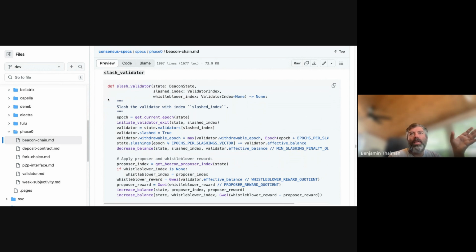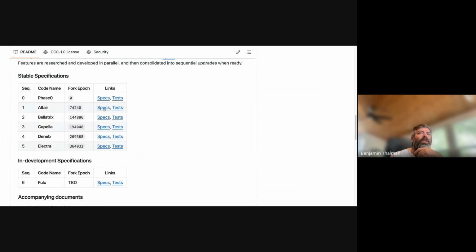So now, knowing this, that was phase 0. Let's go and see what's happened with the subsequent upgrades, because the initial slashing penalty has actually been changed a few times. So let's go back and let's look at Altair.